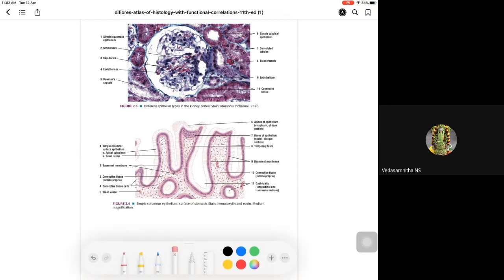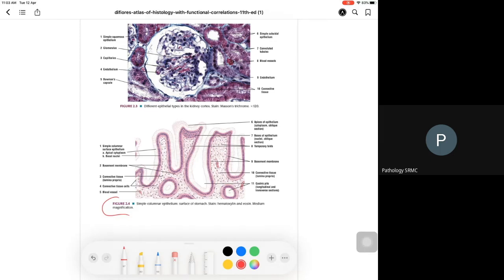Abhijit, read figure 2.4. Yes, sir. Sir, simple columnar epithelium, surface of stomach, stain hematoxylin and eosin, medium magnification. Sir, starting from left, a simple columnar surface epithelium showing apical cytoplasm and basal nuclei. Beneath that, we have the basement membrane, following which we have the connective tissue, which is the lamina propria. Okay. Then the connective tissue cells, then the blood vessels which are present in that.